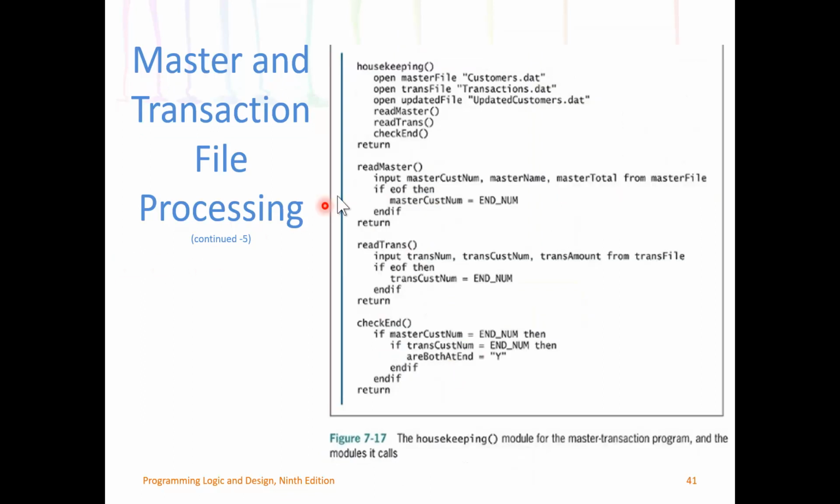So I like looking at the pseudocode better, so we have the same startup as we had with the other example. We open our three files, we're going to read from the master file, we're going to read a record from the transaction file, and then we're going to check and see if we're at the end of file. So what read master does is read one record from the master file, and if it's an end of file, we're going to say that the master customer number is at the end number. Same thing for transaction. Now, if they're both at the end number, we're going to set our done flag. Both are at end is set to yes.